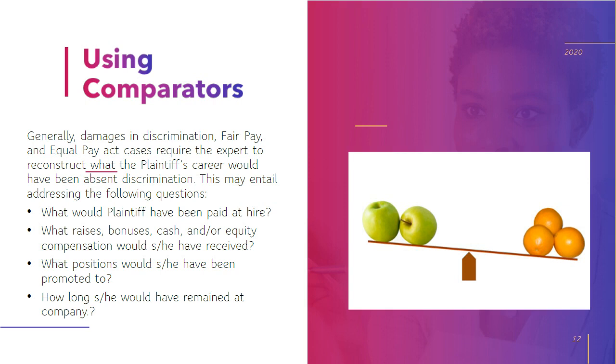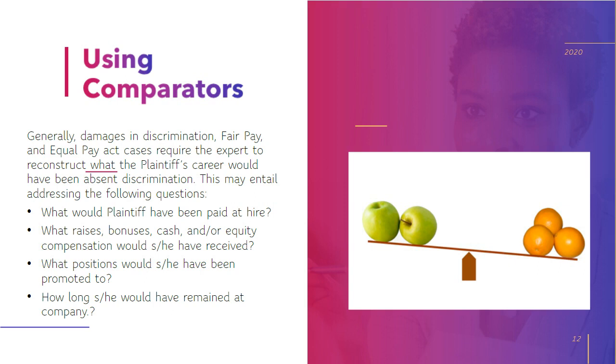Okay. And this may entail going back even to the date of hire of the plaintiff and looking at their offer letter and asking, absent discrimination, what would the plaintiff have been paid at hire? And then reconstructing their entire career. Sometimes for some plaintiffs, we've got 10 years of back pay to look at. What raises, bonuses, cash, equity compensation would they have received? What positions would they have been promoted to? How long would they have remained at the company?